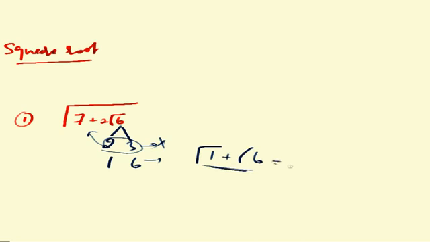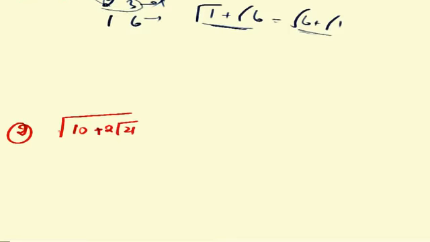Always try to write the bigger number first. That is nothing but root 6 plus root 1. Both are the same. This is how you will be getting it. Why plus, friends? Because there is a plus in the problem. Then go through the next problem.